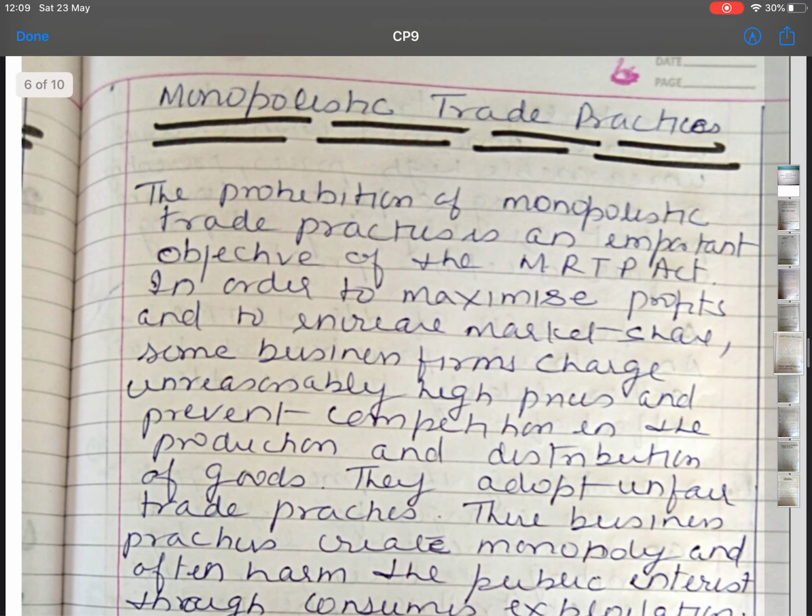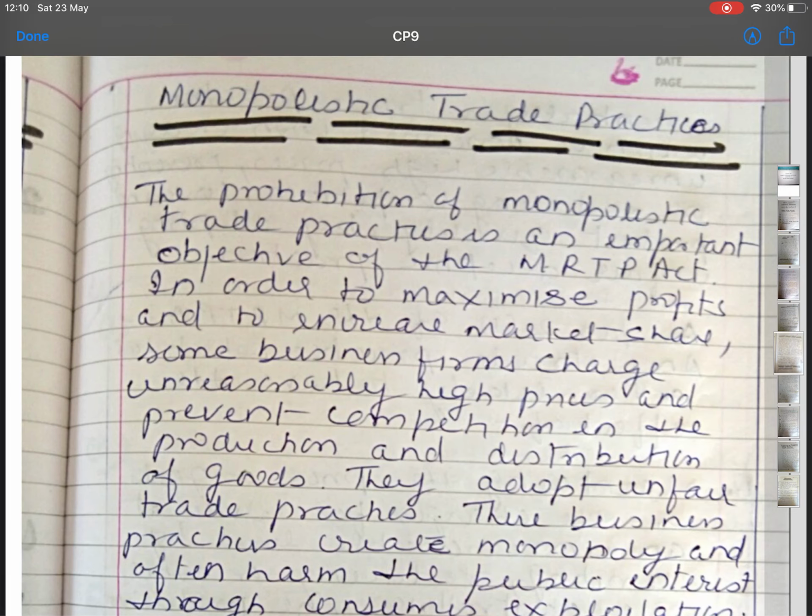Now, I would like to discuss monopolistic trade practices. So, what are monopolistic trade practices? The prohibition of monopolistic trade practices is an important objective of the MRTP Act. We have already discussed that it is one of the objectives to prohibit monopolistic trade practices in the country, which are against the public interest of the citizens of the country, or against the people of the country.